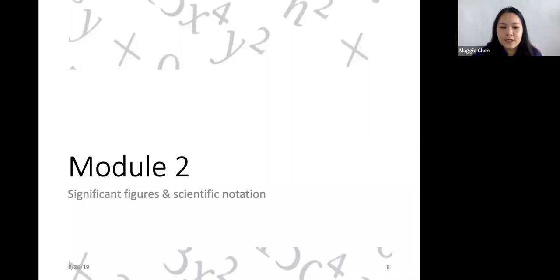Now we're going over significant figures in scientific notation, but did anybody have any questions about unit conversions or anything like that?